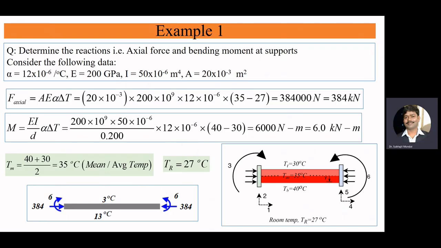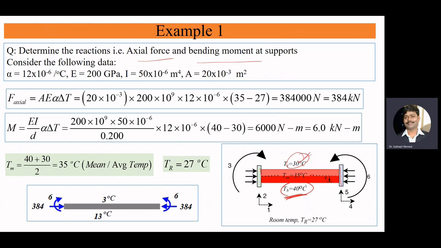Now we are going to solve one example problem to see how much axial force and bending moment develop in a beam if we have non-uniform temperature variation. Okay, so here we have one beam, and the beam is subjected to temperature variation from 40 degrees Celsius to 30 degrees Celsius. 40 degrees Celsius is at the bottom, and at the top we have 30 degrees Celsius.